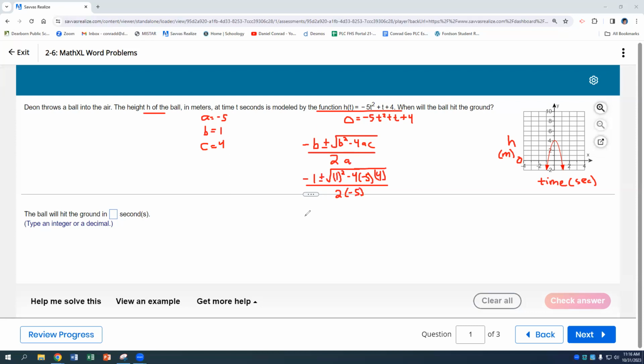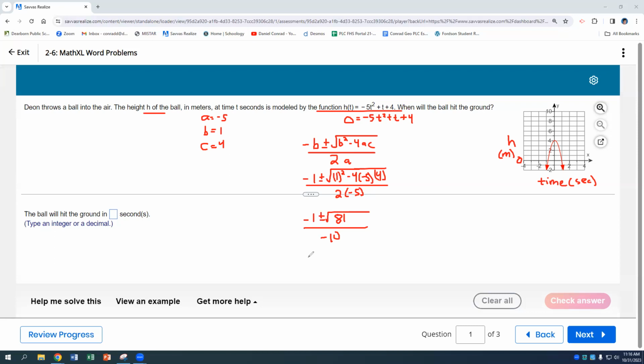All right. So we get negative 1 plus or minus the square root. So 1 squared minus 4 times negative 5 times 4 is going to give me 81 if I put this all in the calculator. What I'm putting in the calculator is all of this, 1 squared minus 4 times negative 5 times 4, and I should get 81. All over negative 10, because 2 times negative 5 is negative 10.